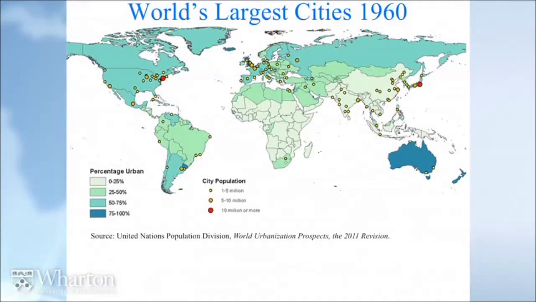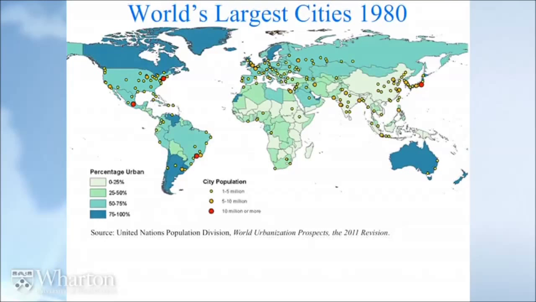Back in the year 1960, there were only 2 cities in the world with more than 10 million people. That was New York and Tokyo. And there were, of course, a whole bunch of cities with anywhere between 5 and 10 million people. But usually most of them were in Europe and here in the United States. Fast forward to the year 1980. We see now that there are a few more cities with more than 10 million people. There's a couple in Latin America. And there's many more cities with more than 5 million people.